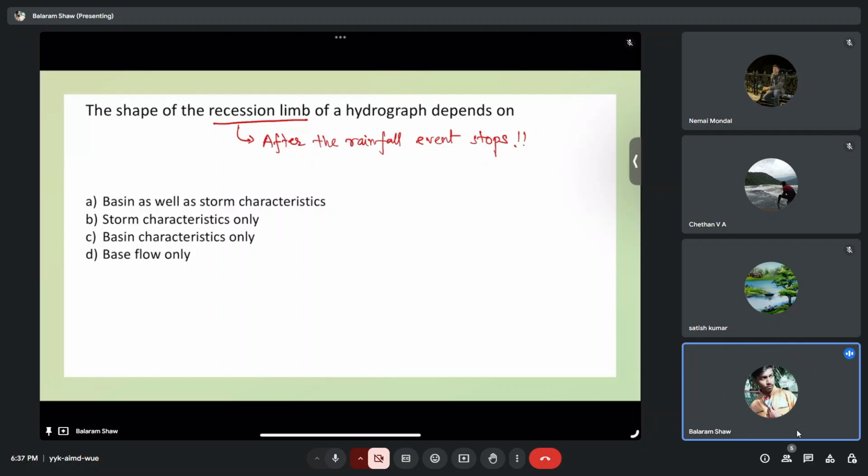So B is gone. Basin as well as the storm characteristic, so it does not depend on storm characteristic in any way. So A is gone, 2 is gone. Next is basin characteristics only, or base flow only. Okay. So the correct answer will be basin characteristics only. So the correct answer will be C.